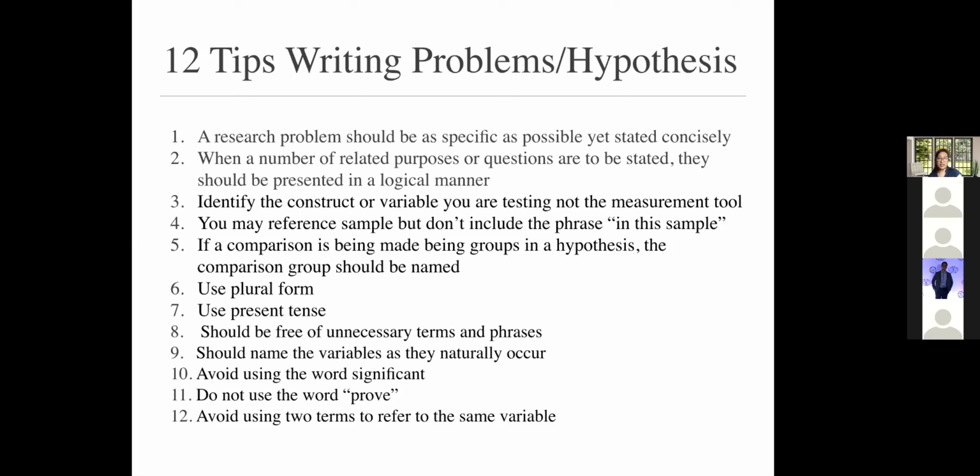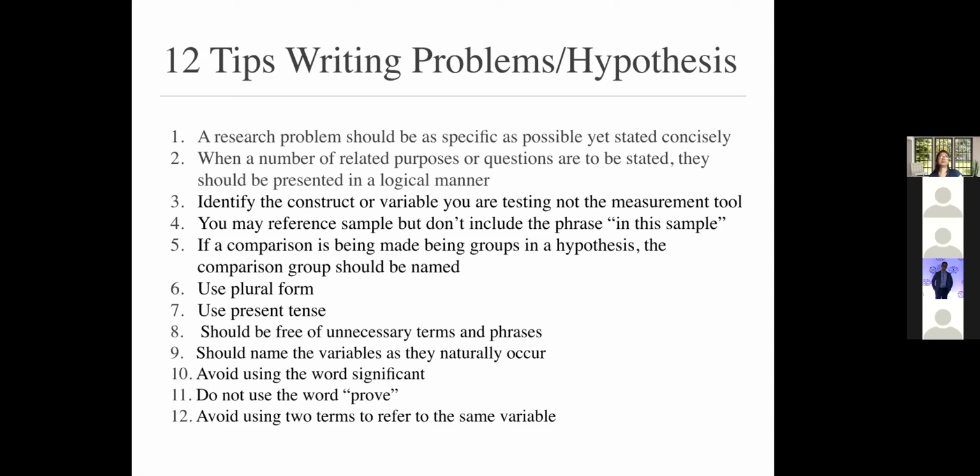If a comparison is being made in a hypothesis, the comparison group should be named. So for example, you don't say men will have less mental problems. You have to say compared to, right? So parang who you are comparing them to, okay? Use plural form, so men, women, youth, okay? Use present tense, okay? Should be free of unnecessary terms and phrases. Should name the variables as they occur. What does this mean?